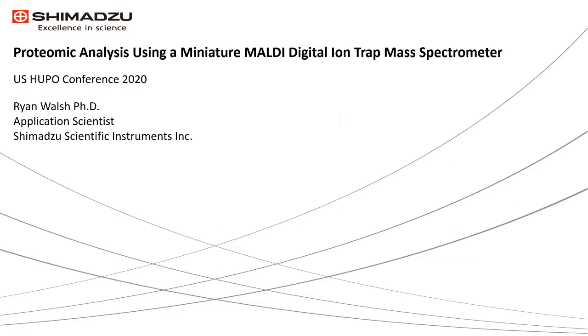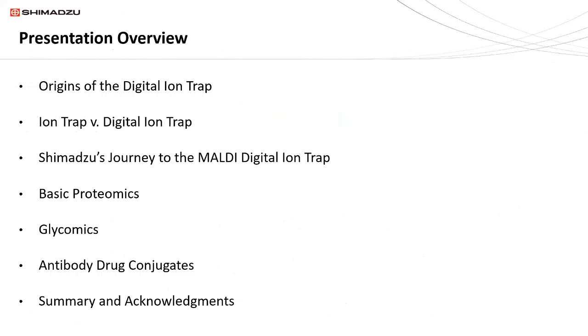I'd like to start off briefly with an overview of the presentation. I'll talk about the origins of the digital ion trap, then give you an idea of the differences between conventional ion traps and digital ion traps, and then talk about Shimadzu's journey to create the MALDI digital ion trap. Then we'll look at some of the applications we have: basic proteomics, some glycomics, and also some antibody drug conjugate work. And then I'll conclude with a summary and my acknowledgements.